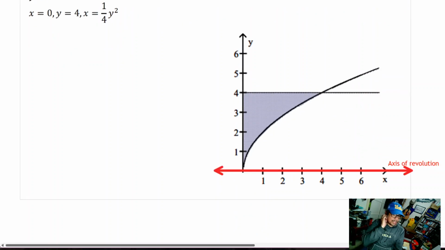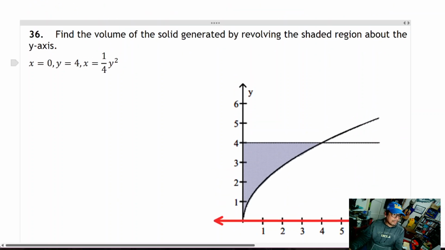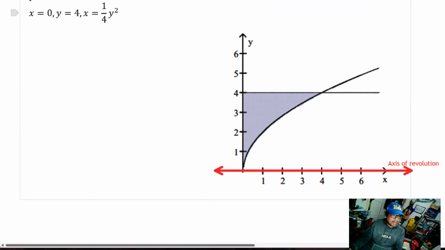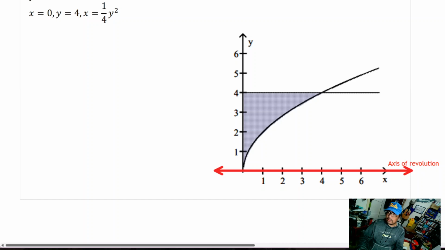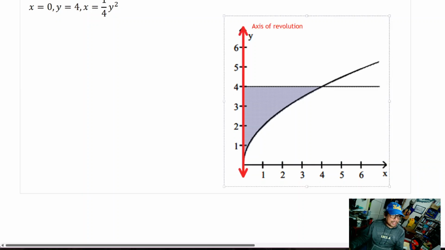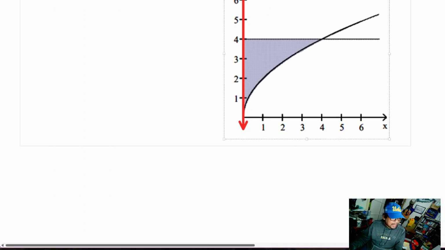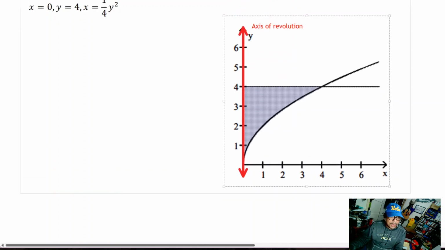So let's do question 36. Find the volume of the solid generated by revolving the shaded region about the y-axis. So here I've gone ahead and taken the liberty of making that, well, that's the x-axis, excuse me. Here's our axis of rotation. And if this is our axis of rotation, we'll figure out our rotations.